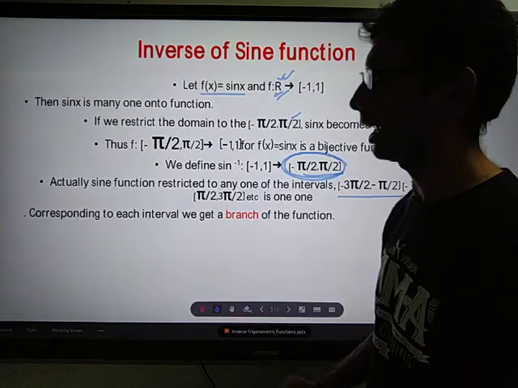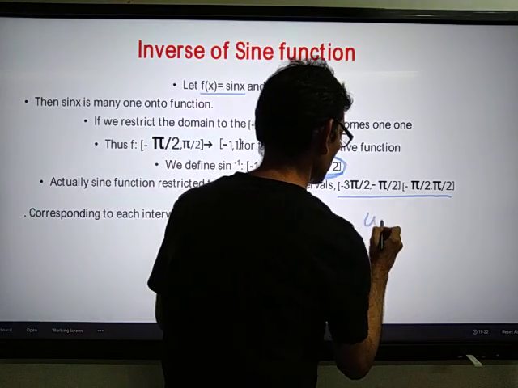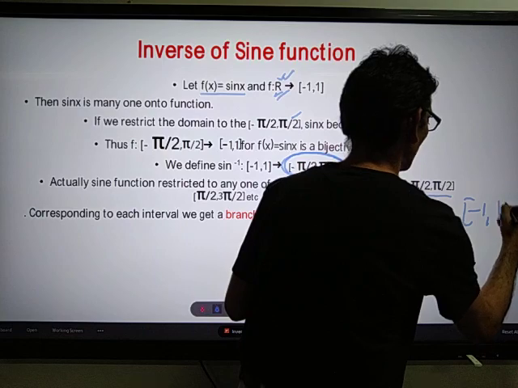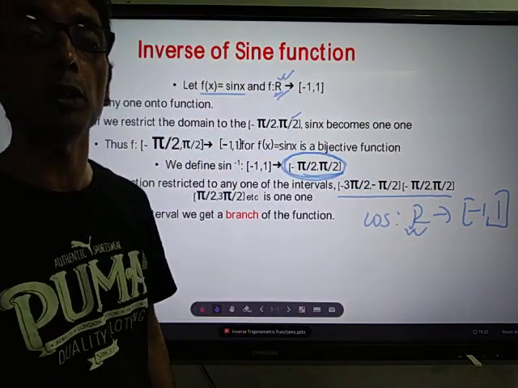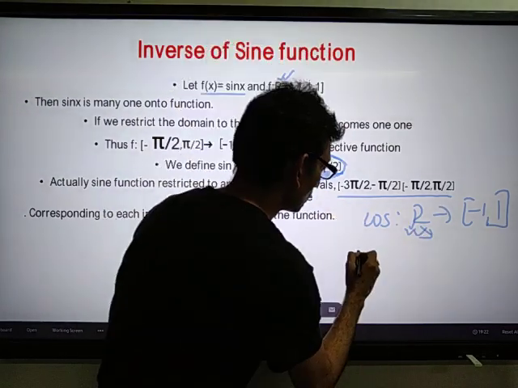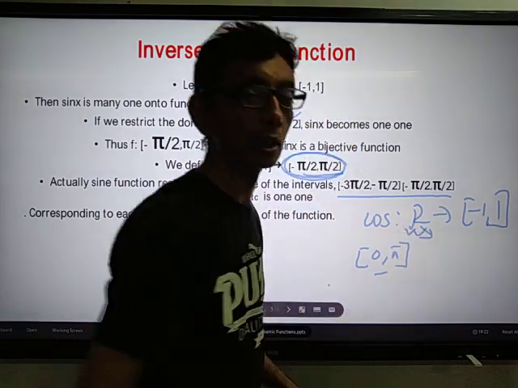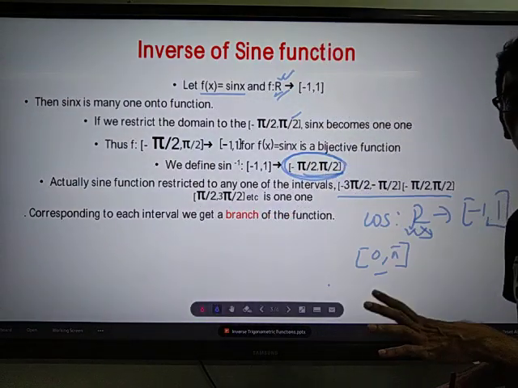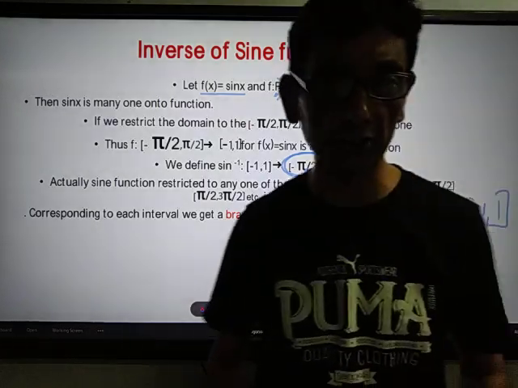Similarly, we can explain the cos function. For the cos function, the domain is R and the range is minus 1 to 1. So with this domain, we know that the cos function is not bijective. Again, if we restrict the domain from R to 0 to pi, the cos function becomes bijective. Then we can define the inverse cos function.